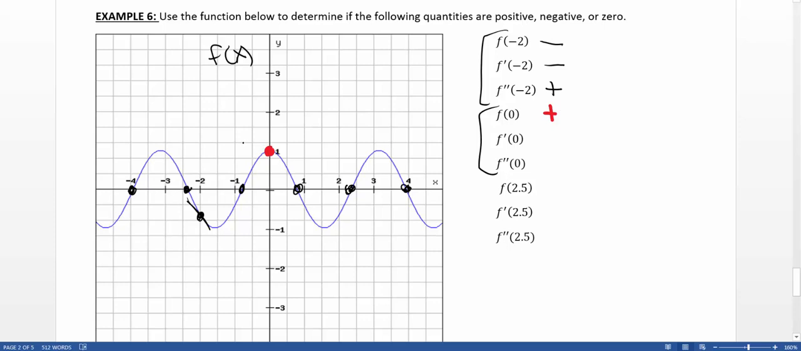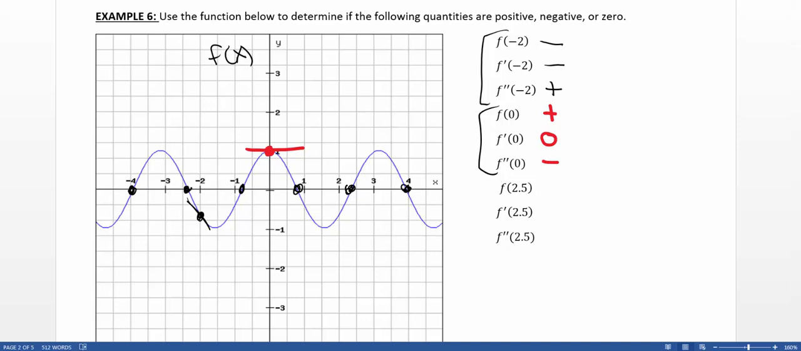The derivative at that point is actually going to be a horizontal tangent line because that's the place where we change from increasing to decreasing, which means the derivative at 0 is equal to 0. And then the concavity, we can see here, this function's concave down right at 0. So if we're concave down, that means that the second derivative is negative.